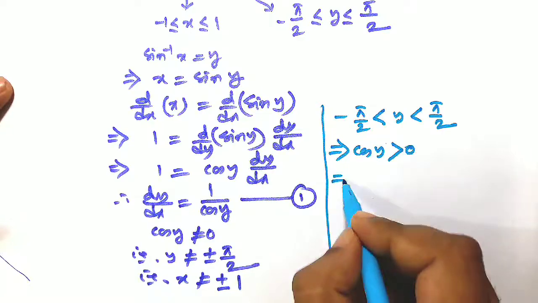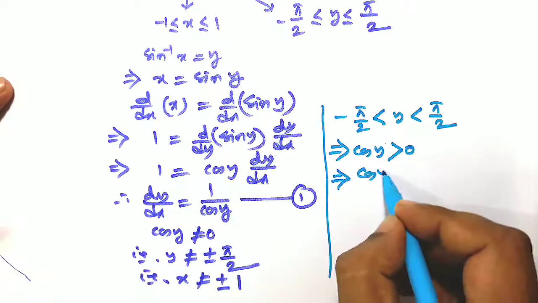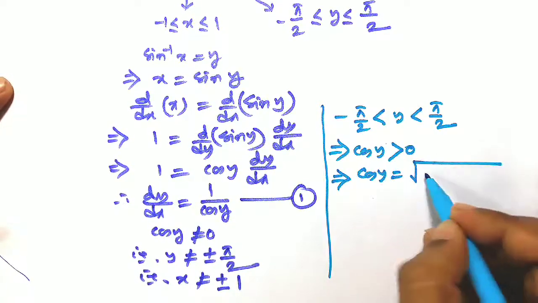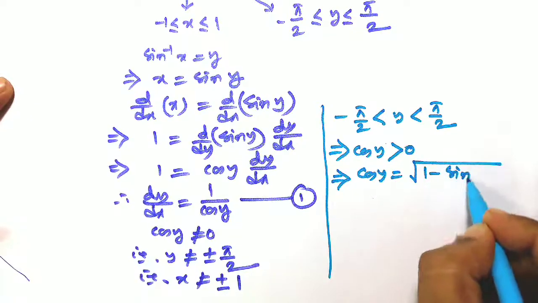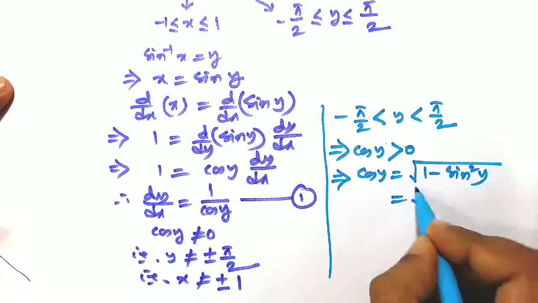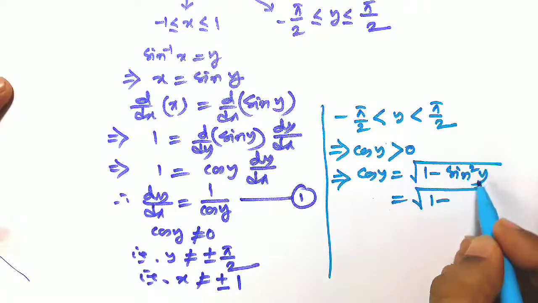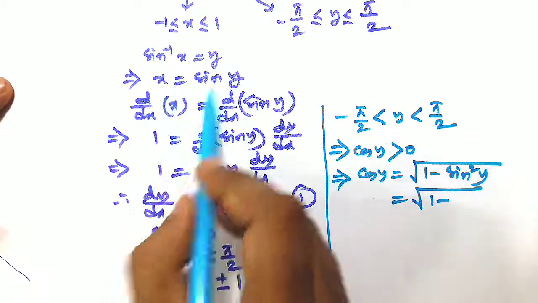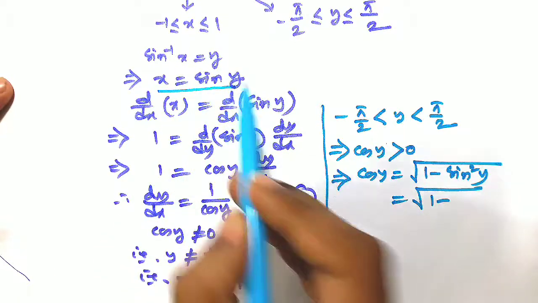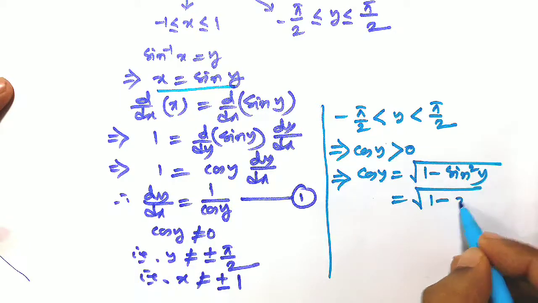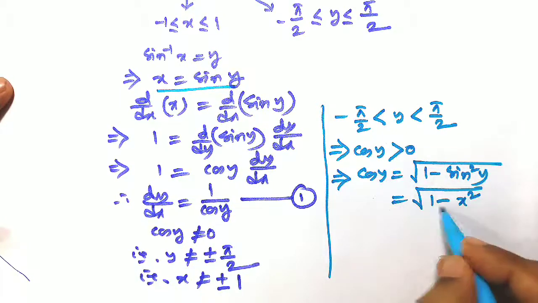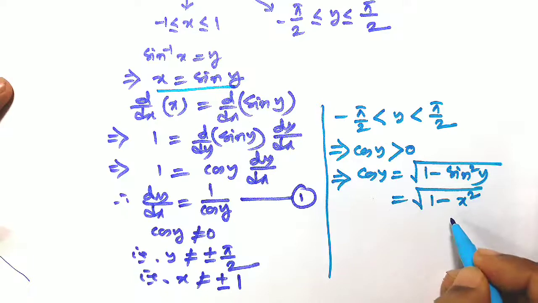So we can write from here cos y is equal to root over 1 minus sine square y. That means root over 1 minus sine square y. What is sine y? Sine y is equal to x. So we replace it: cos y is equal to root over 1 minus x square.